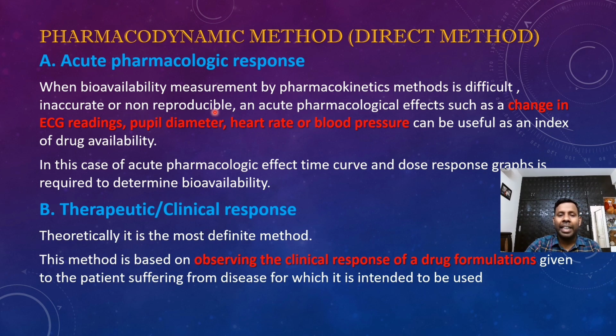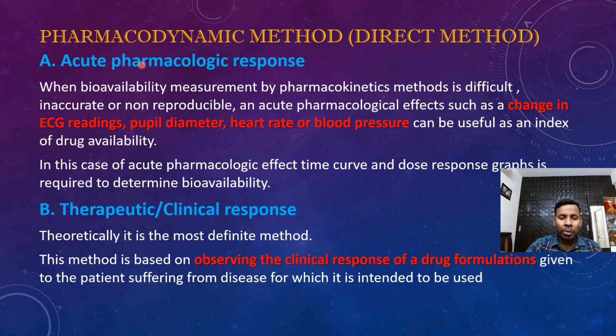Similarly, sometimes the result which you are getting will be inaccurate and non-reproducible, means same data we will not get every time. With every test we will get different data. So it may be difficult, it may be inaccurate or it may be non-reproducible. So in those cases pharmacokinetic method will not be good. You have to use pharmacodynamic method.